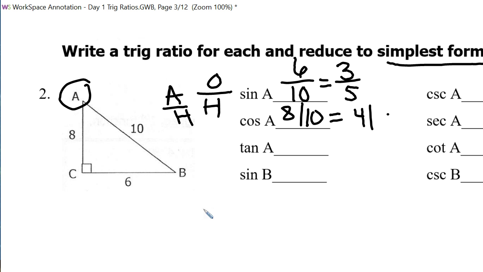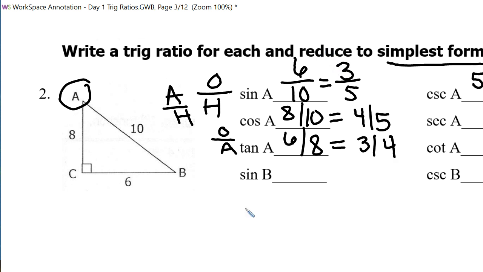And the next one, we want the tangent. How do we find tangent? Opposite over adjacent. And what's the opposite side for angle A? 6. And what is the adjacent side? 8. And 6 over 8 simplifies to 3/4. Now, notice over here, we have the reciprocal. If you have sine, the reciprocal would be cosecant. To find the reciprocal, we just need to invert the fraction. So if the sine is 3/5, the cosecant would be the reciprocal, which would be 5/3.